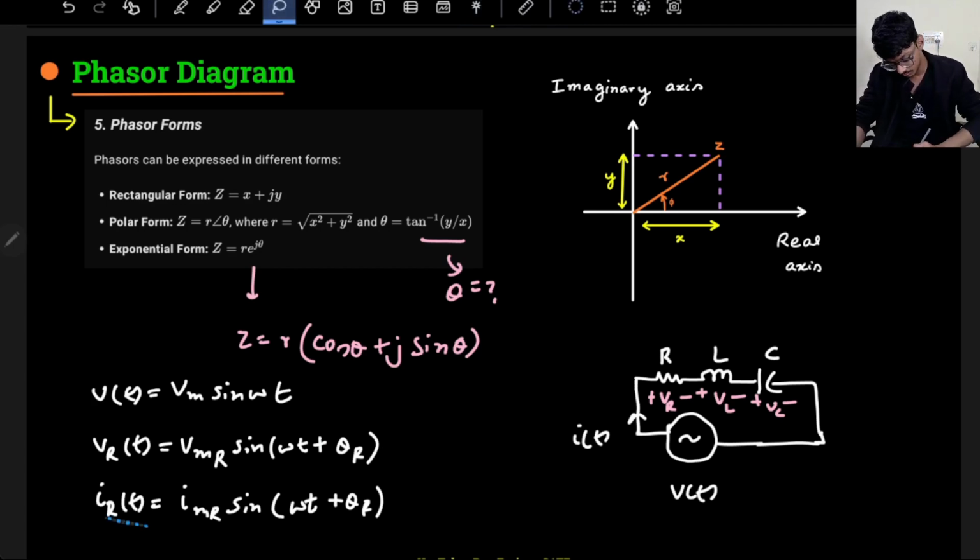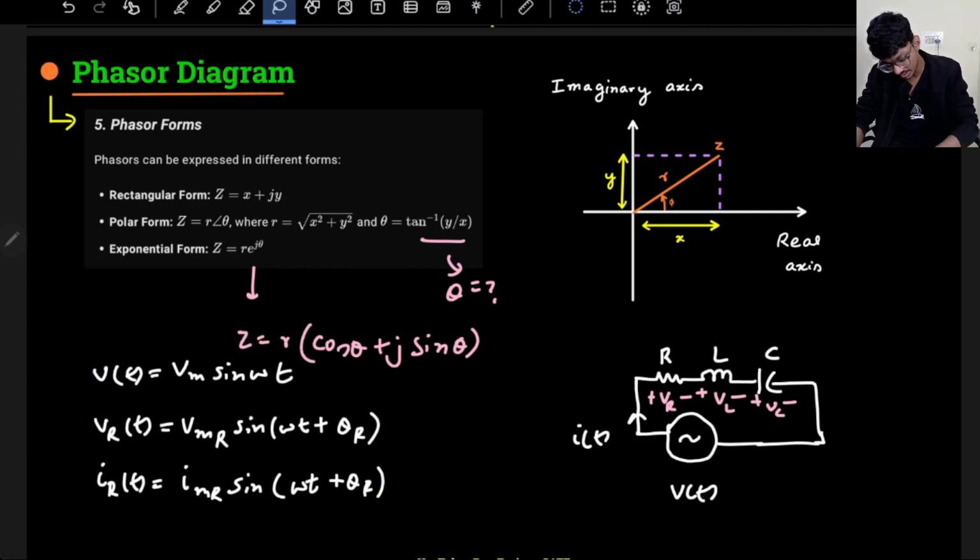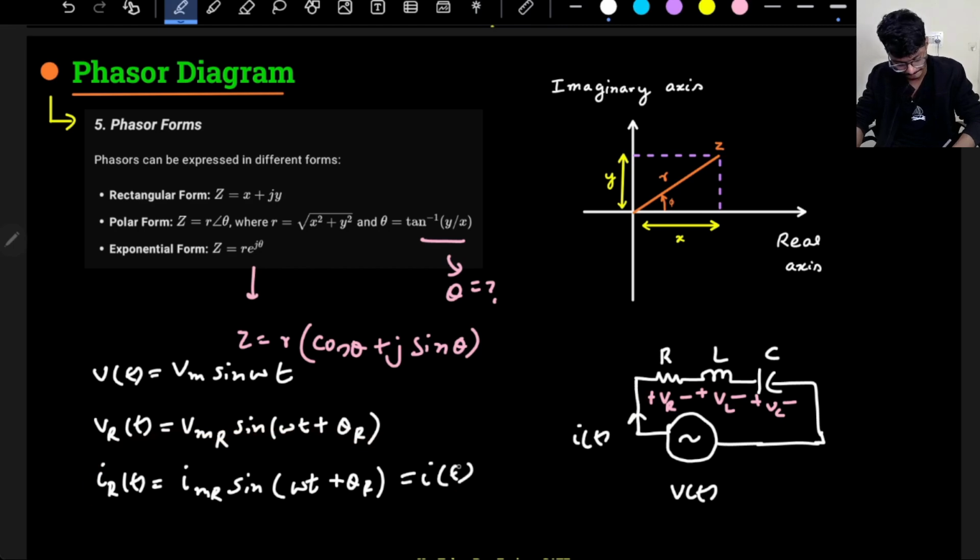What about the actual current of the circuit? This is a series circuit, so whatever the current through the resistor is, the actual current I of t will be the same.